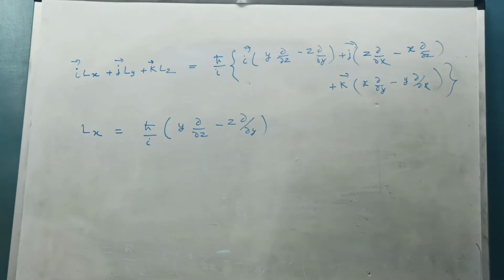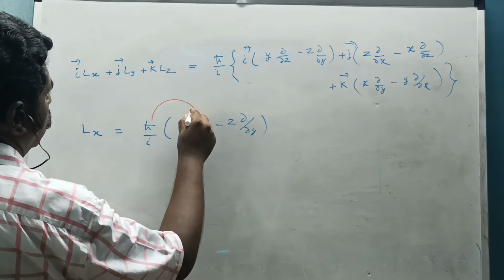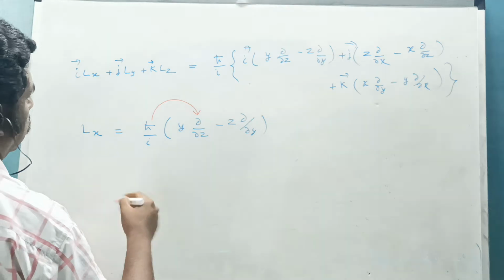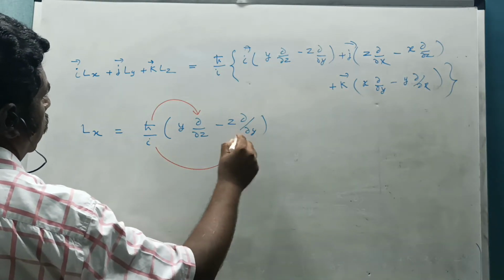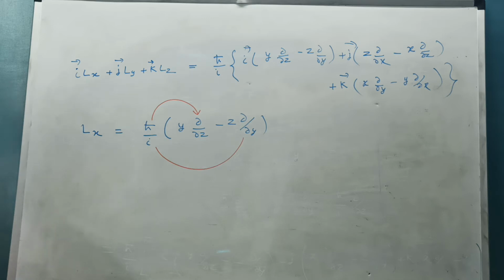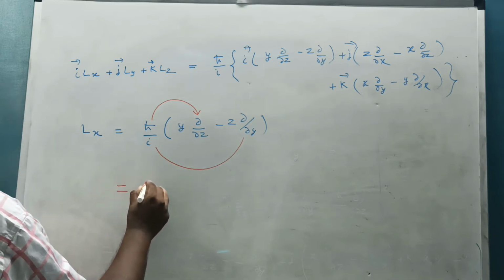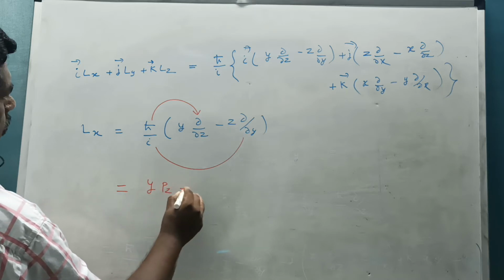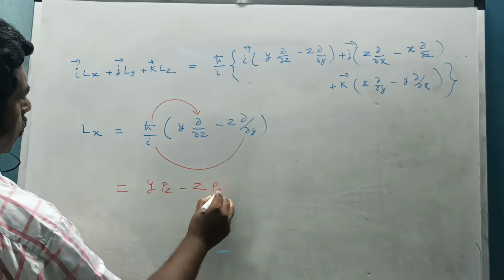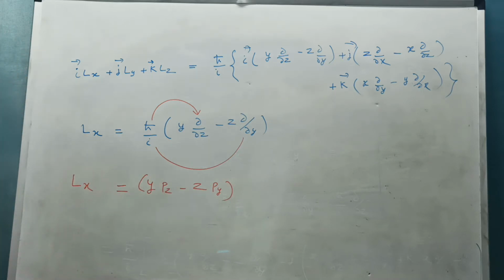Now, see this term, ħ by i into ∂/∂z. That is our pz. Then ħ by i into ∂/∂y, that is py. So this is equal to y pz minus z py. This is one form of Lx. Lx equal to y pz minus z py.